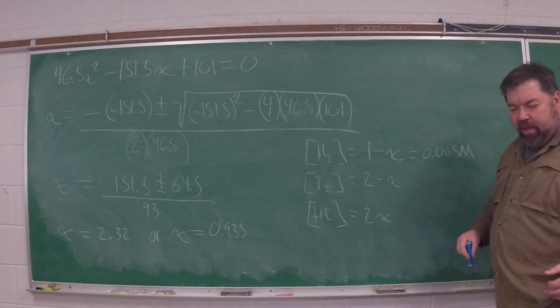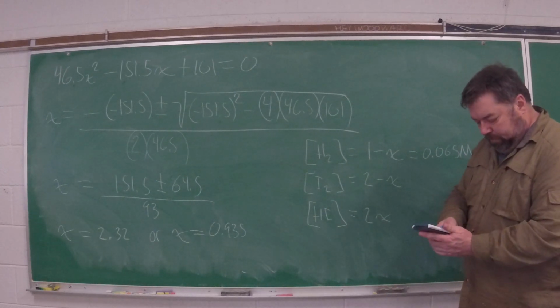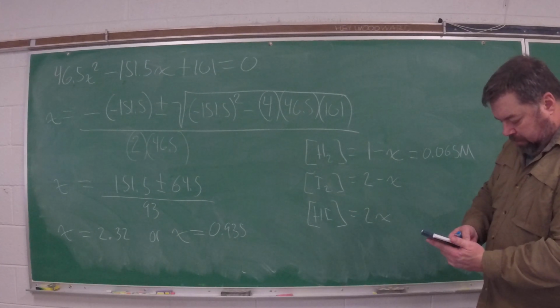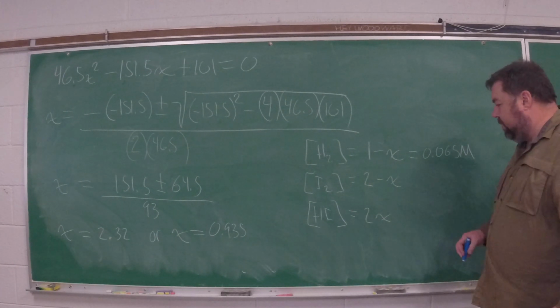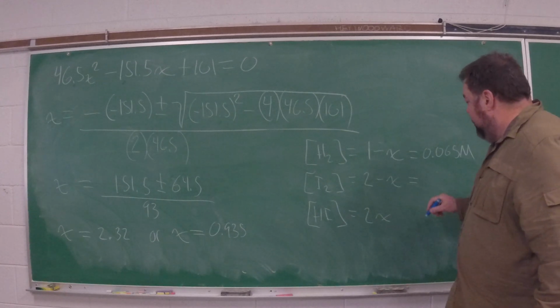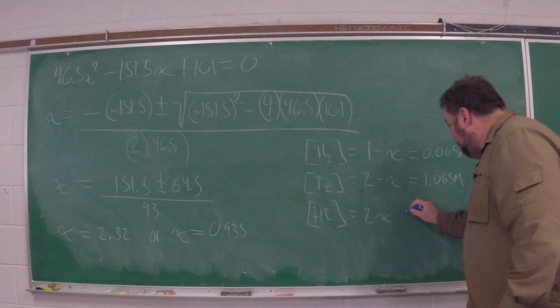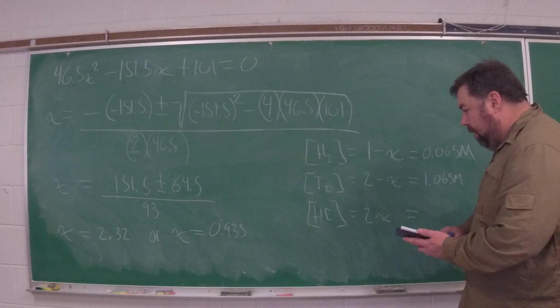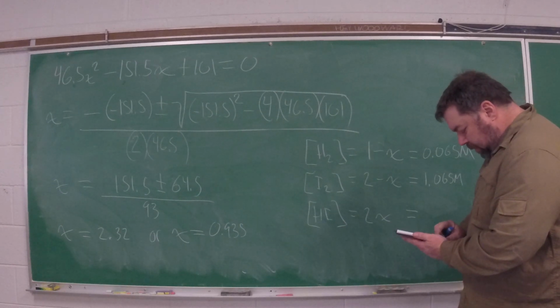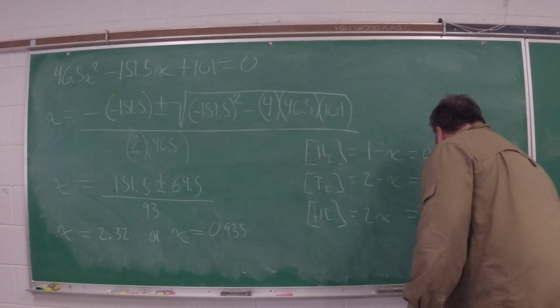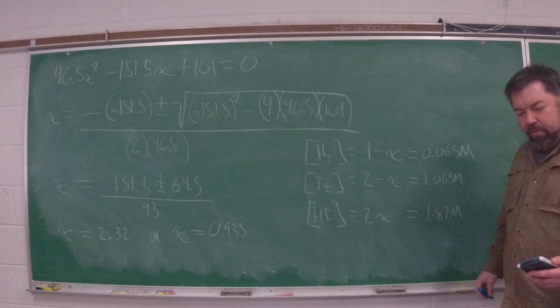Remember, it's molarity, right? Let me grab a calculator. No, I'm correct. This one would then be 1.065 molarity, and this one would be 1.8 something, .87 molarity.